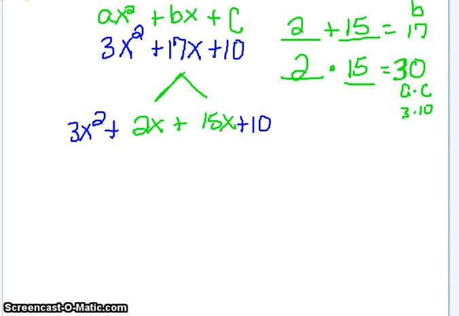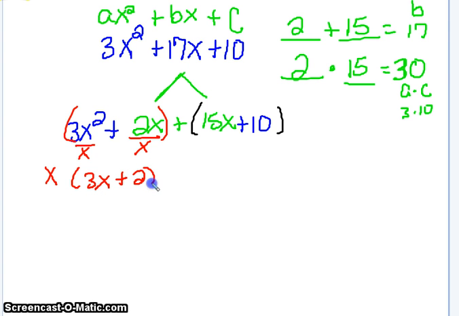So, if I have these two in the front together, and then these two at the end together, the two in the front have a greatest common factor of x. So if I factor out an x, that leaves me with 3x plus 2. If I look at the second two terms, my greatest common factor is a 5. They're both divisible by 5. When I factor out that 5, I'm once again left with 15 divided by 5, 3x plus 2.